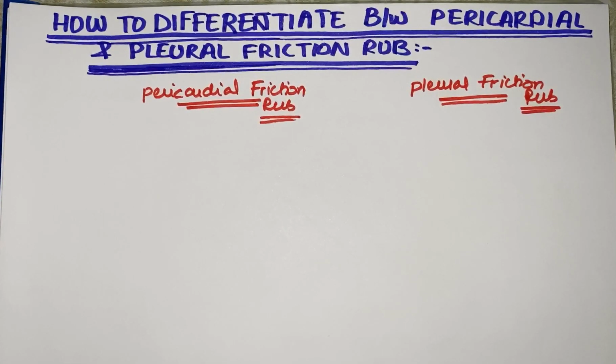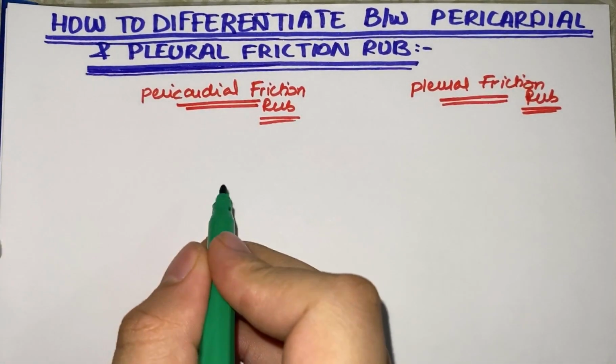So we'll exactly know that if I'm hearing a friction rub on my stethoscope, what exactly is it? Is it a pericardial friction rub or is it a pleural friction rub? It's very important. So let's start our discussion, how we will master this topic. Okay, so pericardial friction rub.